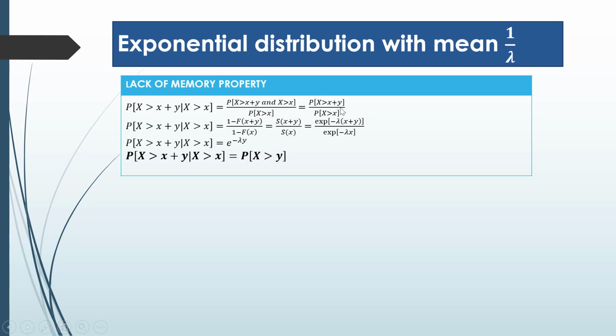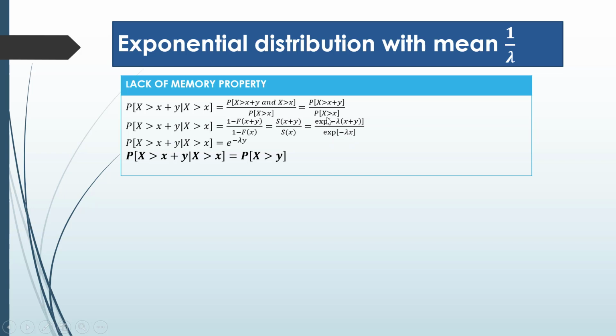And using the CDF function, this is basically (1 minus F of x plus y) over (1 minus F of x). And this is the survival function, right? Survival function is 1 minus the CDF. So we have the survival function at the point x plus y over the survival function at the point x. The top is exponential of negative lambda times (x plus y), and the denominator is exponential of negative lambda times x.